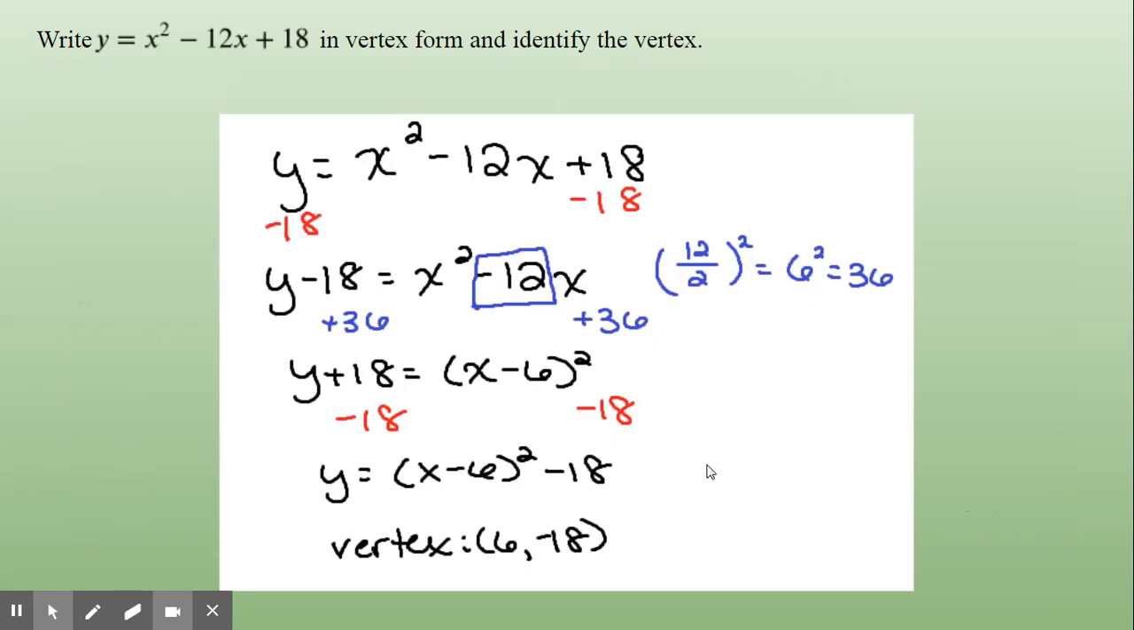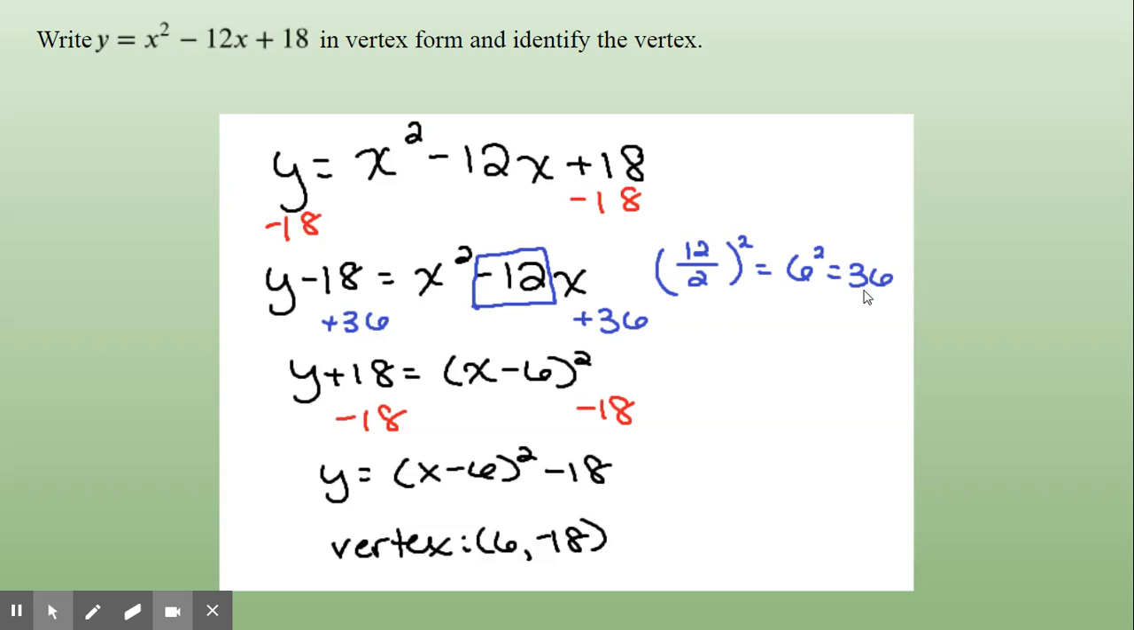So real quick, here is one basic one. y equals x squared minus 12x plus 18. We want to get it in vertex form and identify it. So just like before, bring the constant away. Get the x's together on one side. Everything else has to go to the other. Then I force my perfect square in here. I half my middle term. I half the b. So 12 divided by 2 is 6.